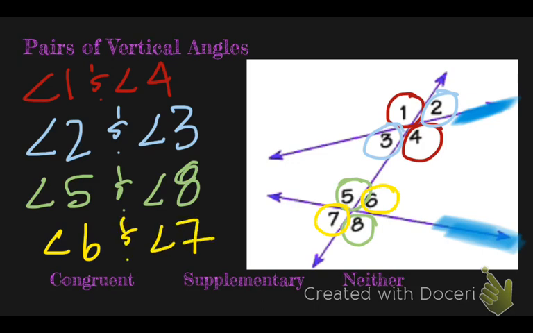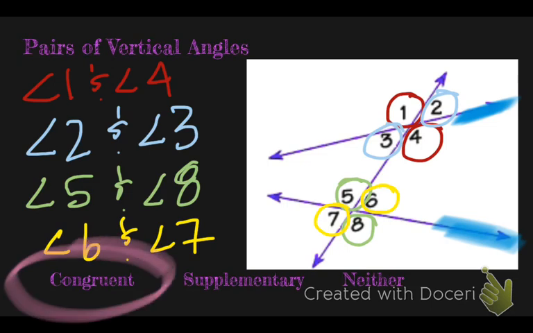All right, so now I have one more question to answer. The question is, are these pairs of vertical angles congruent, supplementary, or neither? And as you recall in the definition that you jotted down, vertical angles are always congruent. So it doesn't matter that these lines are not parallel, those angle measures will always be congruent if they're vertical angles.